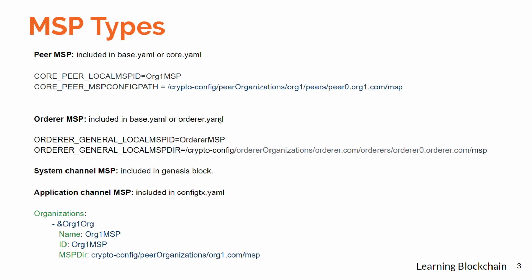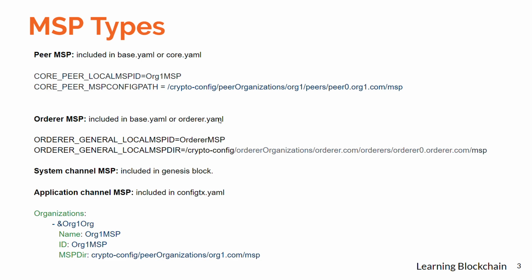So my main idea was that this particular MSP, that MSP ID and its path, its directory structure, can be represented inside the YML file, and also it can be overridden by the environment variable. These environment variables are like core PR local MSP ID and core PR MSP config path. This actually represents and overrides whatever is present inside the base YML or core YML. So in the base YML and the core YML, we have described the IDs and the path. And if you want to override it, then you can put it inside the environment variable.